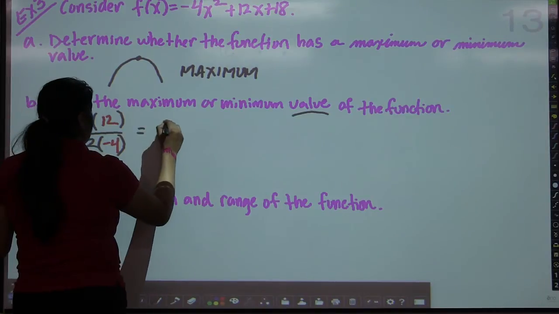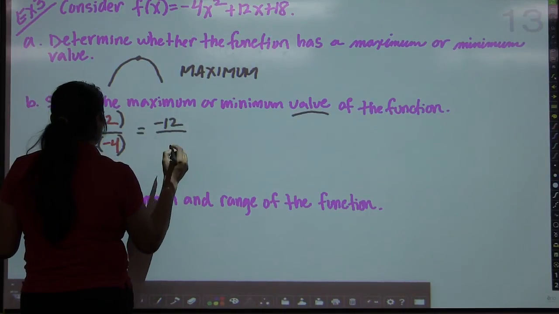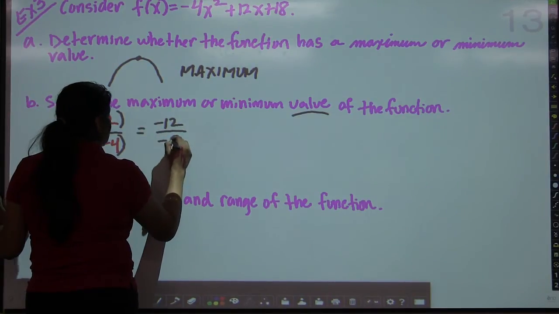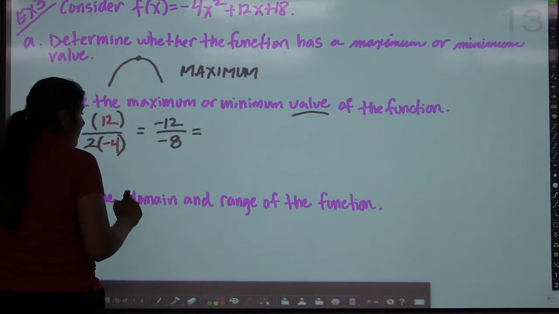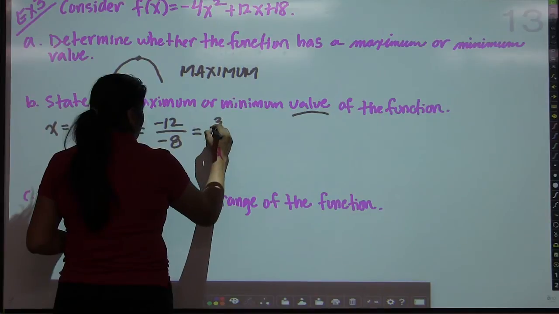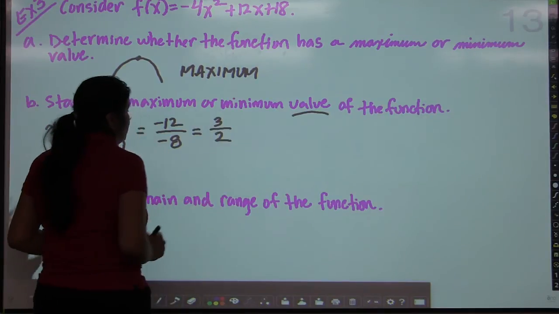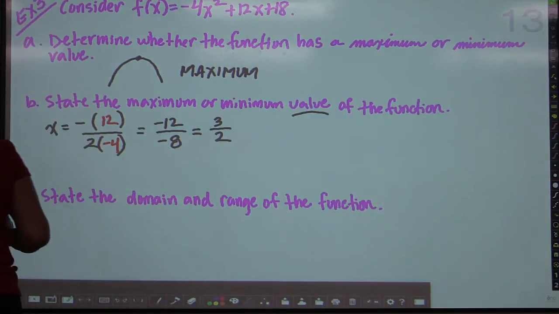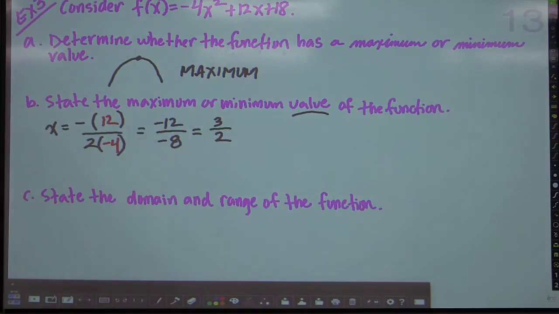So we're going to get negative 12 divided by 2 times negative 4, which is negative 8. And we're going to get positive, and so 4 goes into 12 3 times, and 4 goes into 8 2 times. So you're going to get a positive 3/2. But that's still not the value of the function. That just tells us when the maximum is going to happen. It doesn't actually tell us what the maximum actually is.